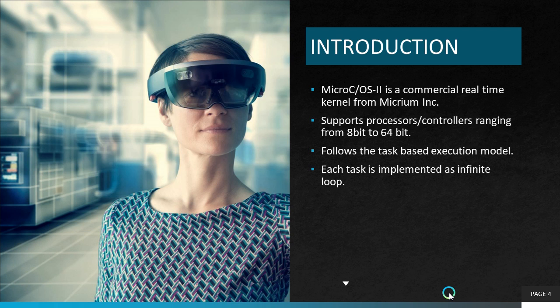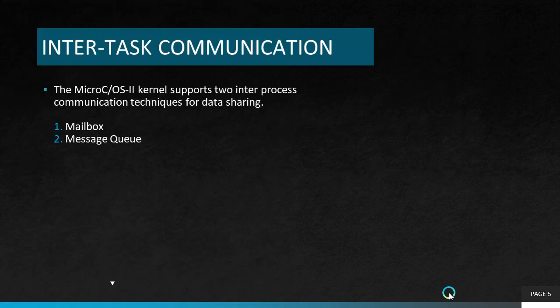Then it is a commercial real-time kernel from Micrium Incorporated, which is www.micrium.com, and it is available for different families of processors as well as controllers. Freescale 68K series and Altera Nios 2 are some of the examples. Then it follows the task-based execution model, and each task is implemented as an infinite loop. Here we are going to discuss how the microkernel supports two inter-process communication techniques, which are message queue and mailbox, for data sharing.